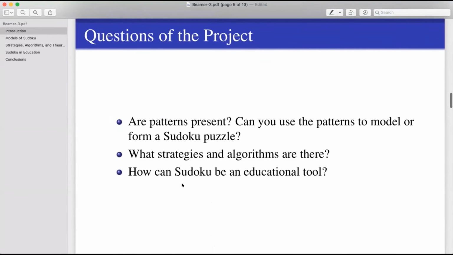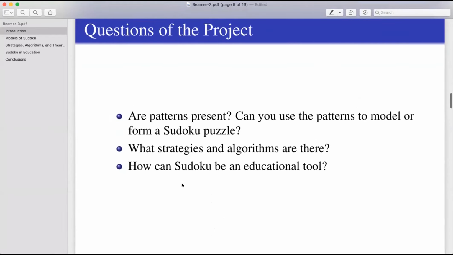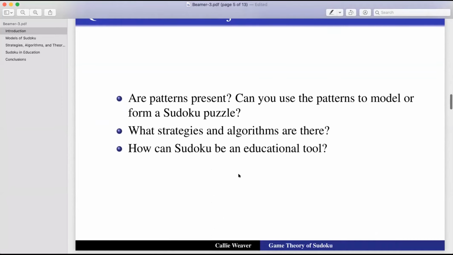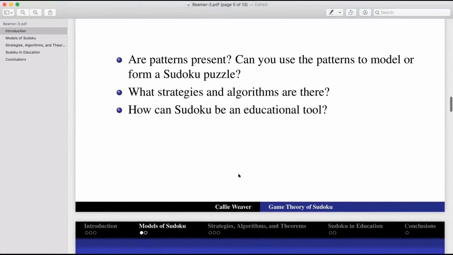So the questions of the project that I wanted to address were, are there patterns present in a puzzle? And can you use those patterns to model or form a Sudoku puzzle? Also, what strategies and algorithms are there? And how can Sudoku be an educational tool?